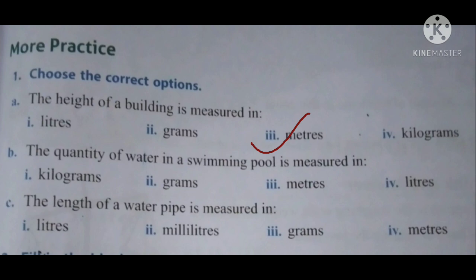The second one, the quantity of water in a swimming pool is measured in. Here we can see 4 options: kilograms, grams, meters and liter. See children, a swimming pool contains a large amount of water. So we can use liter for measuring the quantity of water in a swimming pool. The next one, the length of a water pipe is measured in liters, milliliters, grams and meter. We know to measure the length of longer ones, we use the unit meter. So let us take meter for measuring the length of a water pipe.